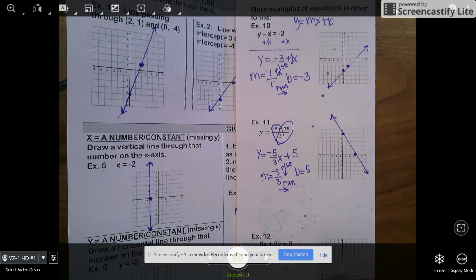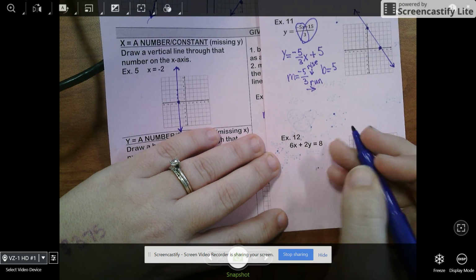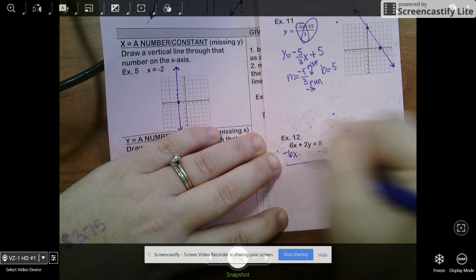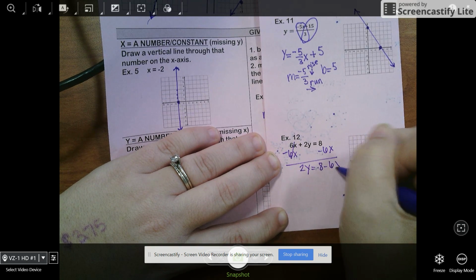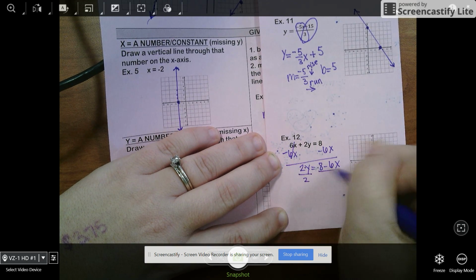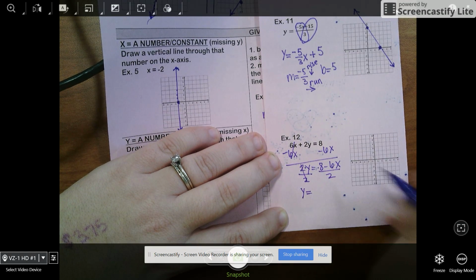Okay, last problem. Again, got to get y by itself. So I'm going to move the x first. Okay, or move whatever's next to the y. Okay, so I got 8 minus 6x. Now I have to get the y actually by itself. So there's that 2 right there, so that's times 2. So I've got to divide by 2. So that'll cancel out. So I got y equals, and then this is butterfly math again.